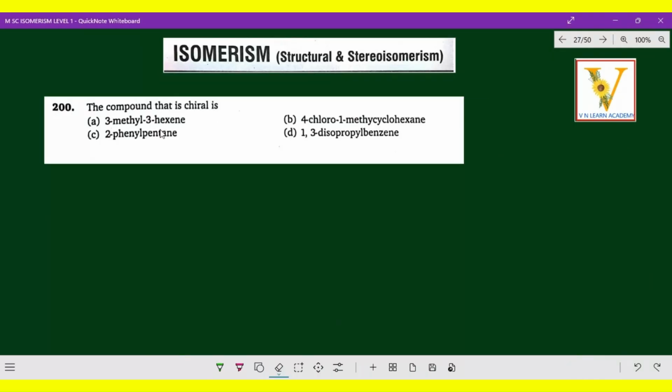Chiral. We have to observe which compound is chiral. Chiral means four different groups or atoms attached to that carbon, so that is called a chiral carbon, chiral compound, right? Now at this point, option A has been mentioned very clearly: 3-methyl-3-hexene. So in this point, option A, 3-methyl-3-hexene.